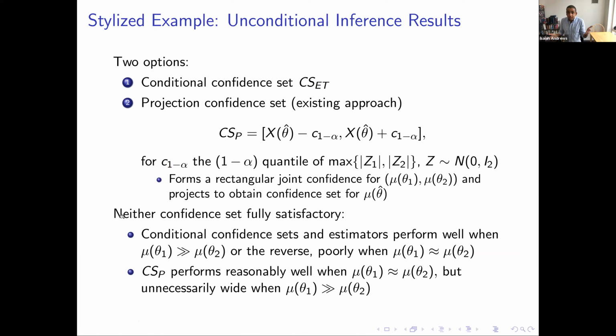Now, as it turns out, at least from the unconditional perspective here, neither of these confidence sets is fully satisfactory. As I'll show you in simulation in a minute, conditional confidence sets and estimators turn out to perform quite well when mu theta 1 is much, much bigger than mu theta 2, or the reverse, in the case where it's ex post going to be obvious which treatment is the best with high probability, but perform poorly when mu theta 1 and mu theta 2 are about the same. By contrast, the projection interval performs reasonably well when mu theta 1 and mu theta 2 are about the same, but ends up being unnecessarily wide when mu theta 1 is much bigger than mu theta 2.